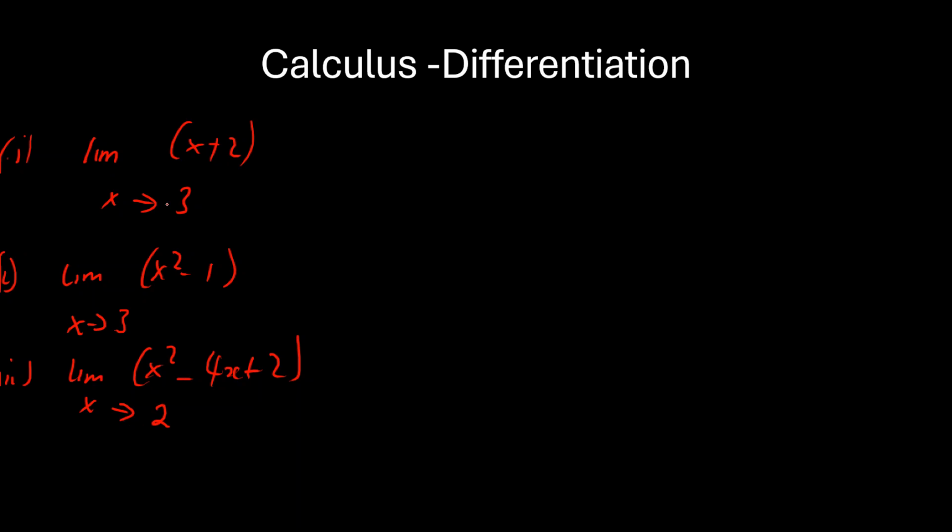Alright, so I'm going to do the first one and the second one, and then I'll leave you to do these. Right? So let's start with the first one. We know that this is going to be what? 3 plus 2, and this equals what? 5. We substituted the value 3 into the function.